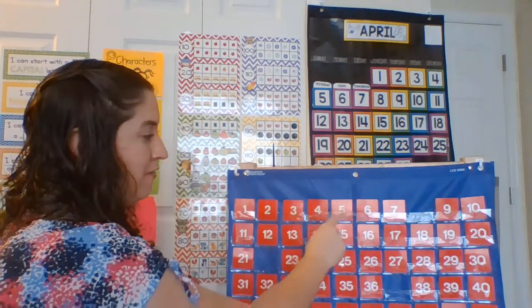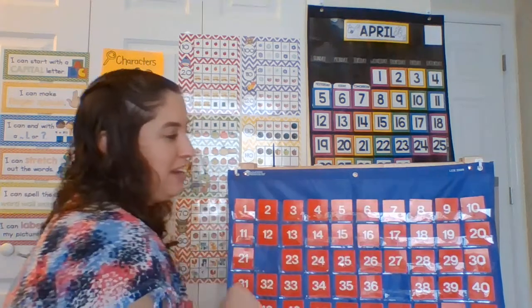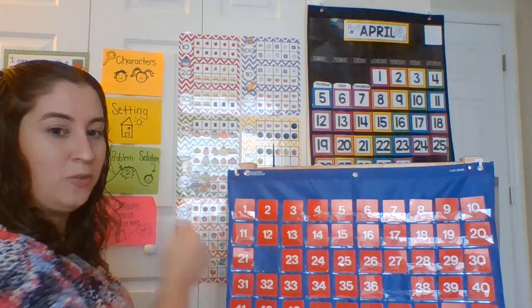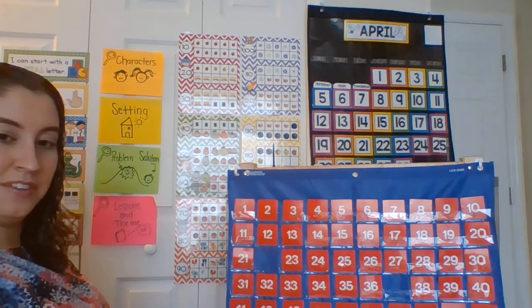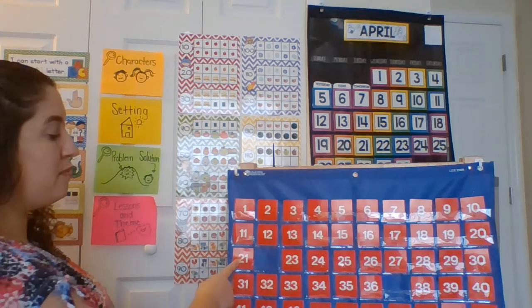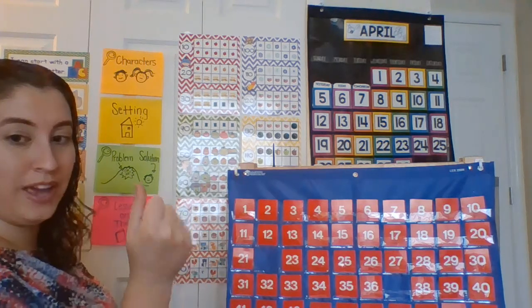1, 2, 3, 4, 5, 6, 7, 8. Very good. 8 goes there. Okay, our next hole is right here. What number should go there? Remember, you should be able to just count from this number onto this number and know right away what comes next.